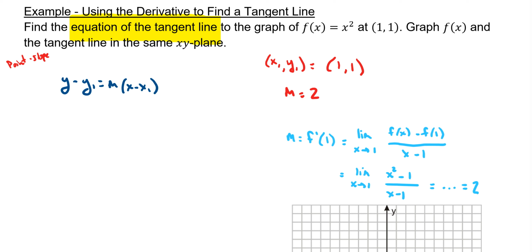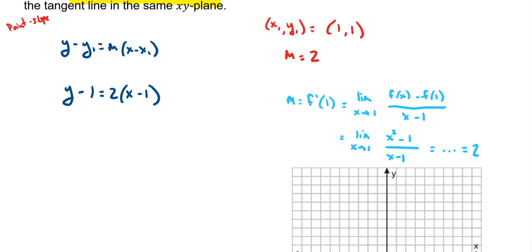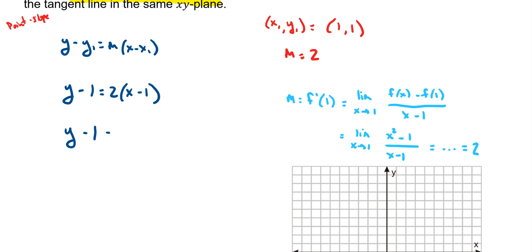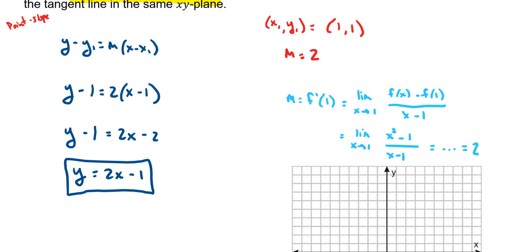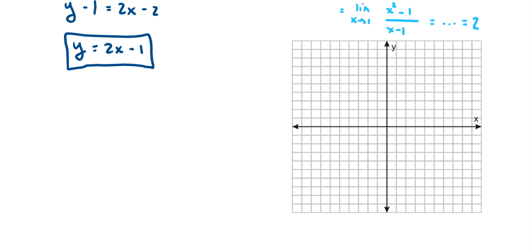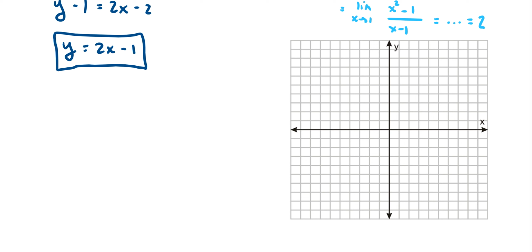All we have to do to finish this off is just plug this in. Y minus y1 equals m times x minus x1. Let's go ahead and just solve this for y, so that when we graph it in a second, we can see that it's definitely correct. So distribute the 2 on the right, add 1 on both sides, we get y equals 2x minus 1. So this is the equation for the tangent line for the function f of x equals x squared at x equals 1. So let's go ahead and graph this. Let's go ahead and graph f of x equals x squared.